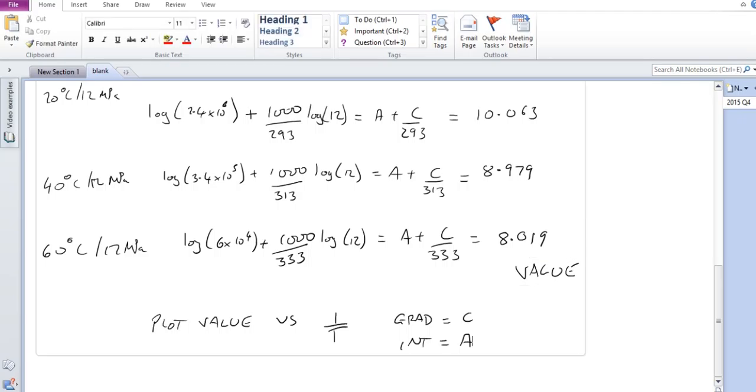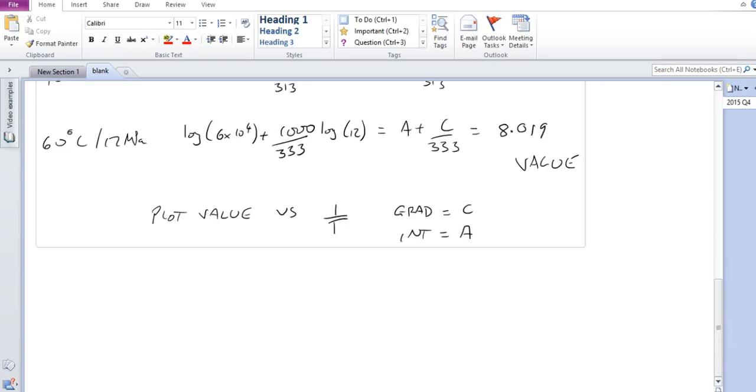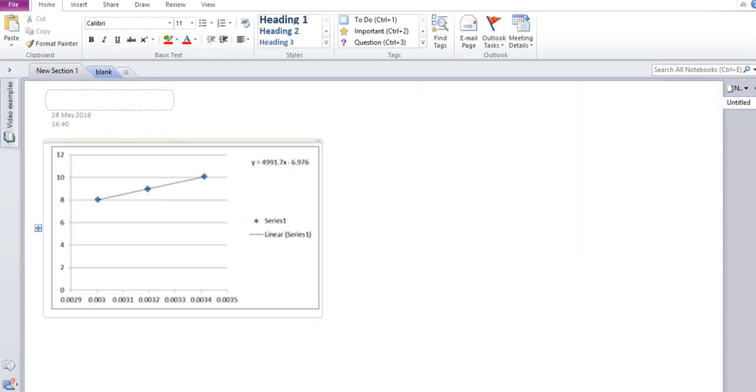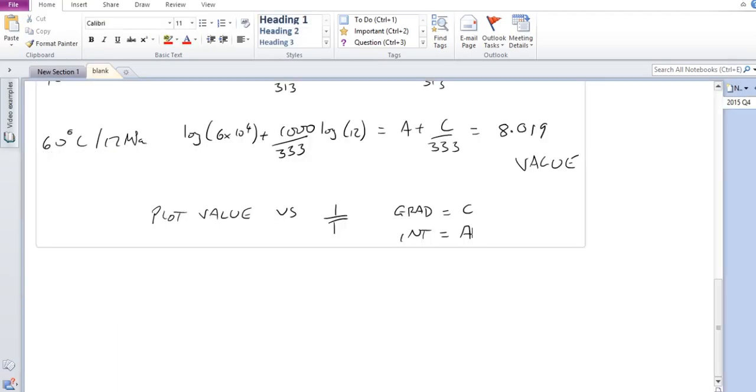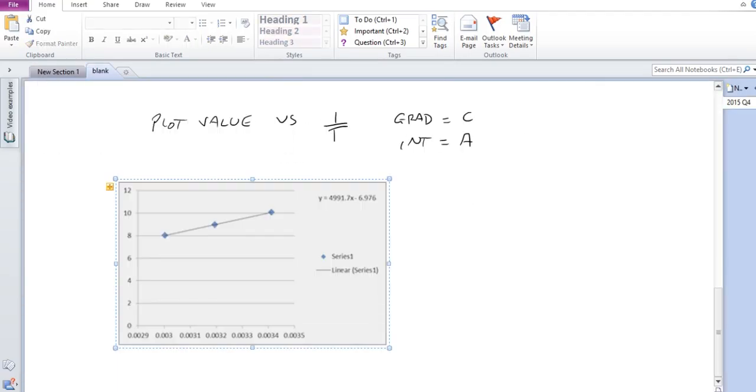Now you can do that, and in the exam, if you had a question like this, we would be provided with graph paper to do it. And I do have one I prepared earlier, so this is the graph that we would end up with. If we do that, we find that the gradient is 4992. So the gradient is the value C, and the A value is minus 6.98. So those are the values that we get graphically.